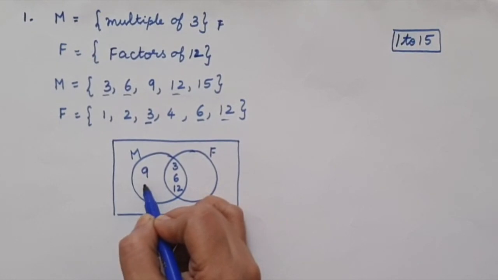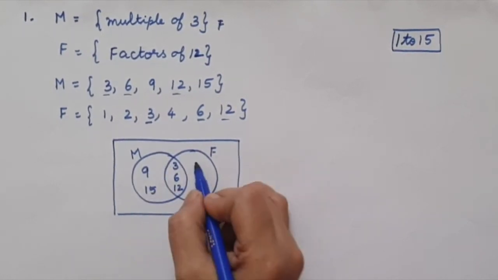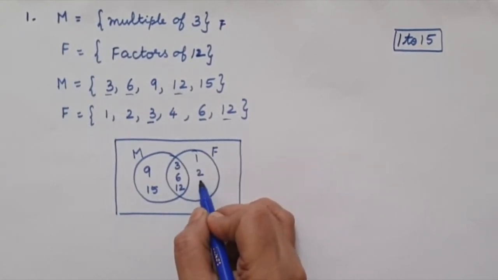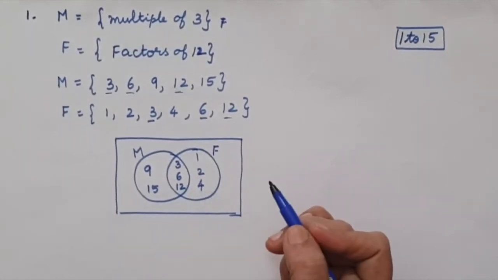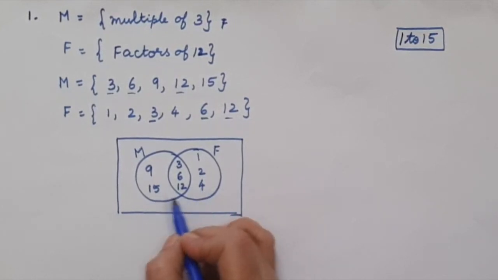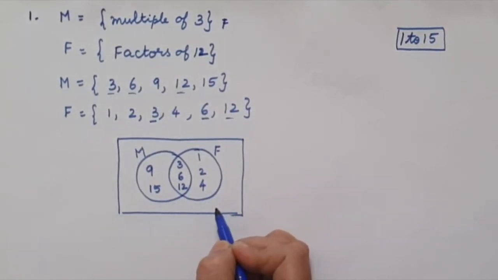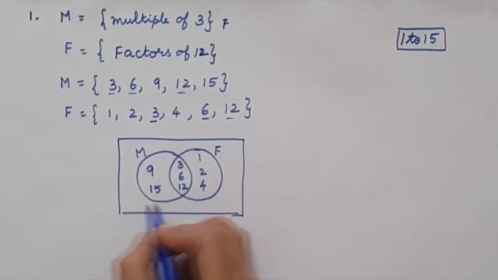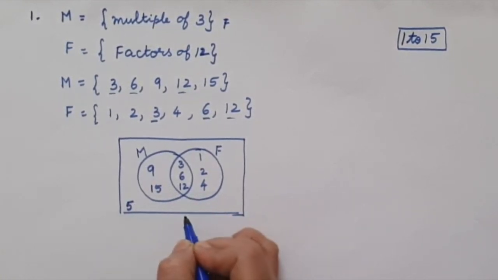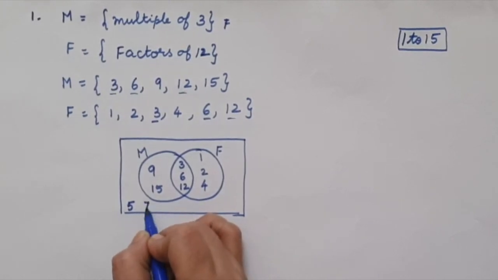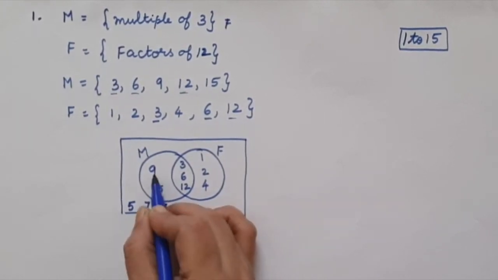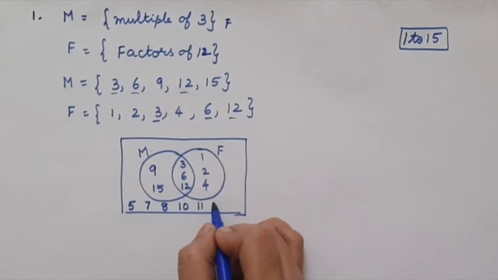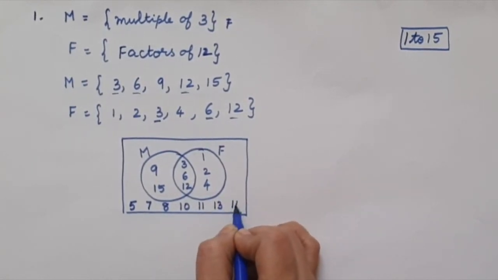And here it will be 1, 2, 3 we have already written, 4, 6 and 12 we have already written. Other than these numbers, all the other numbers we write outside. That is 1, 2, 3, 4, 5 we have not written, so we write 5 over here. 6, then 7, 8, 9, 10, 11, 12 is there, 13, 14.